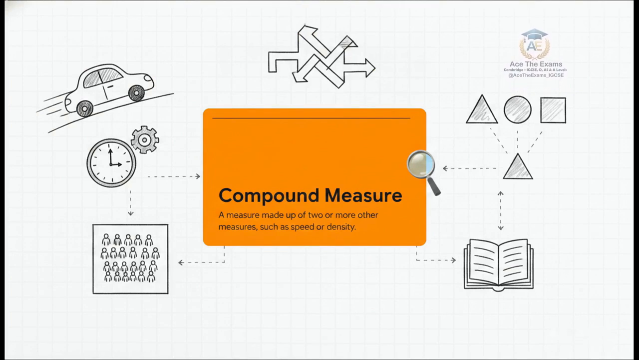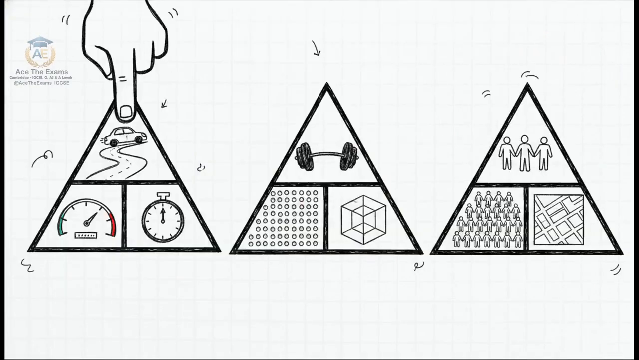You aren't just looking at distance anymore. You are looking at distance over time to find speed. You aren't just looking at mass. You are looking at mass within a specific volume to find density. It's multi-layered, which means it's easy to get lost. But don't panic, because I'm giving you the ultimate visual cheat codes, the formula triangles.